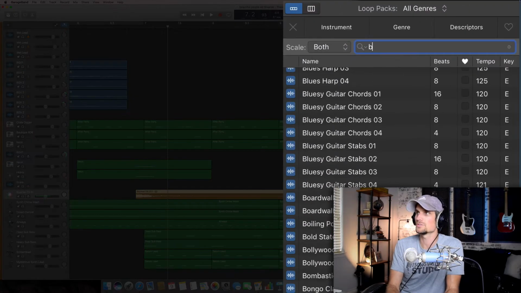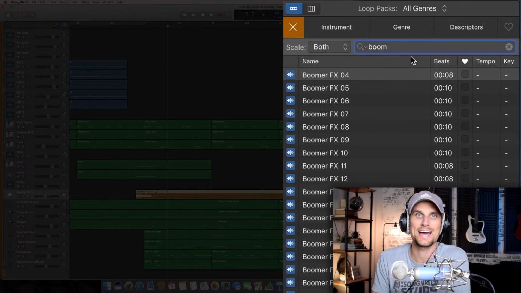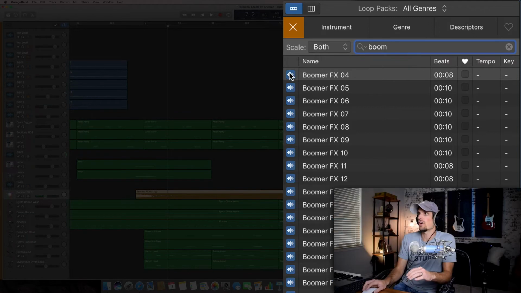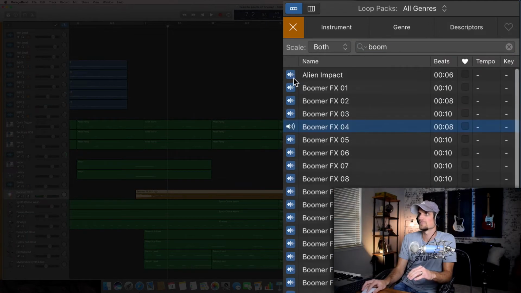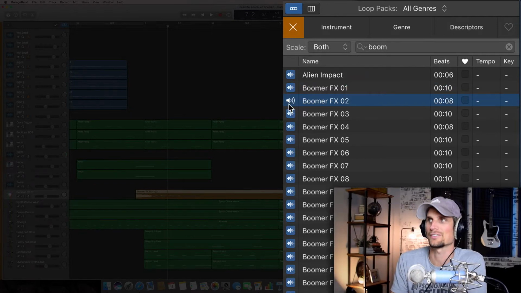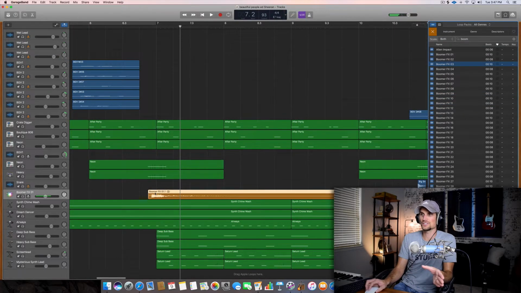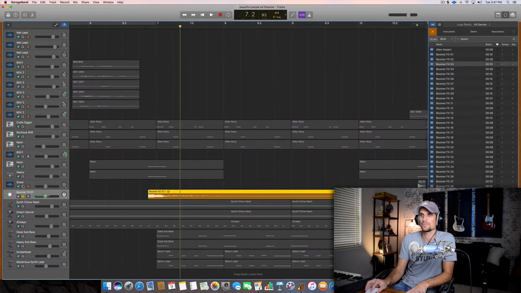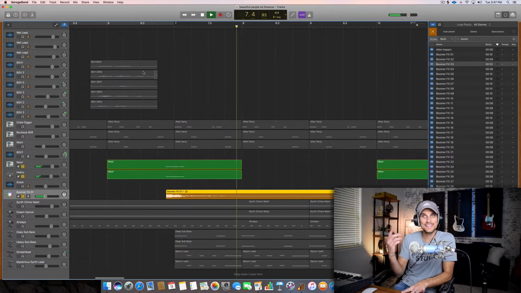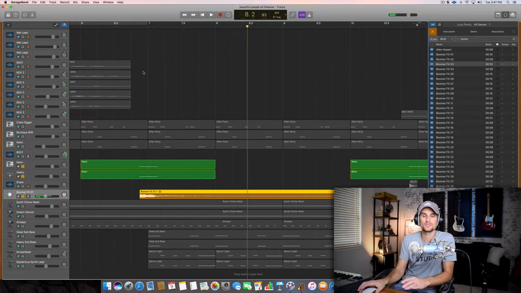So if you go into loops, you type in boom, check this out, bros and sisses. You've got all of these awesome booms, boomer effects. So you get the idea. They're just these super long, heavy, hard hits, but they have these cool long tails. So when I combine that with my deep tom, oh, that is actually quite close to the original. I was really pleased with that.